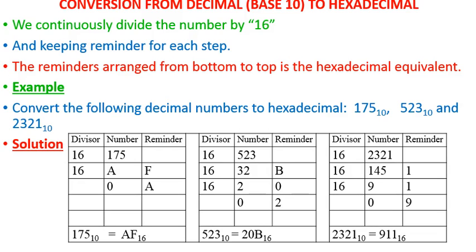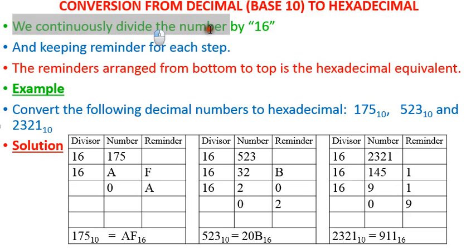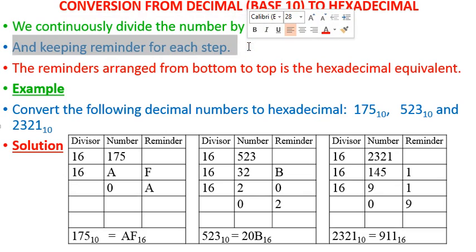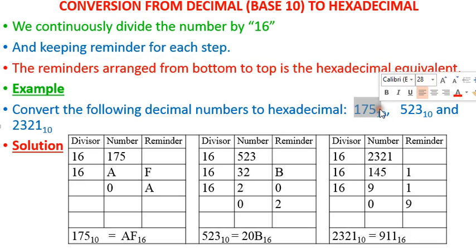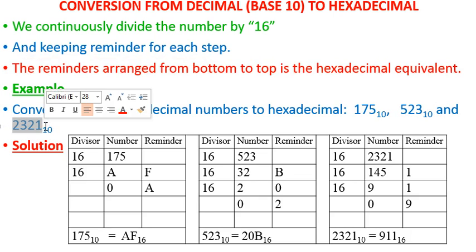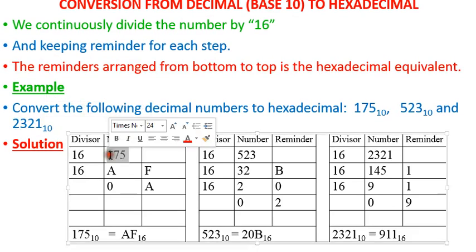So the next thing now is how to convert from decimal, which is base 10, to hexadecimal, which is base 16. As we did under binary and octal, all we need to do is to continuously divide the base 10 number given to us by 16, and in each step we keep our remainder, and after that we arrange the remainders from the bottom to the top to give us our equivalent hexadecimal result. For us to illustrate this, let us use these numbers: 175 base 10, 523 base 10, and 2321 base 10. Let me start with the first one, which is 175.